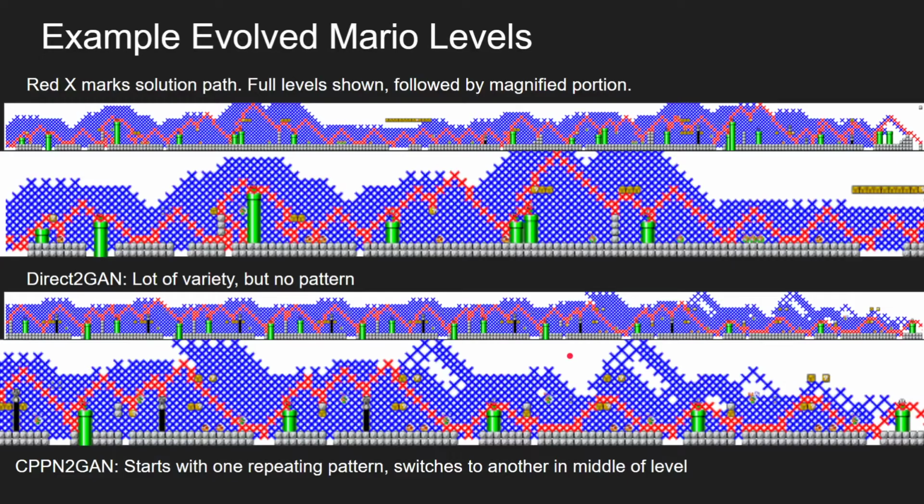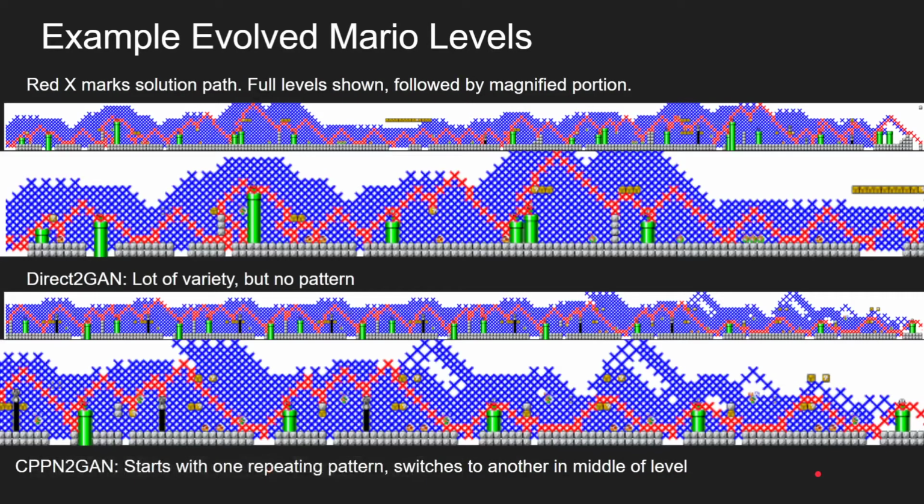Here are some example levels. There's the whole level of a direct-to-GAN, and here's a zoomed-in portion of it. Basically, we see a lot of variety, but no pattern. And with CPPN-to-GAN, we see a repeating pattern, but we do see different patterns. We have this one initially that has the bullet bill stand, and then it shifts to one that lacks that element. So there's a bit of repetition here, which might be considered undesirable. The direct-to-GAN approach is a bit more random, which also has its benefits.